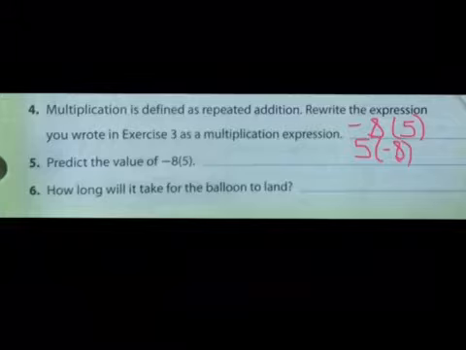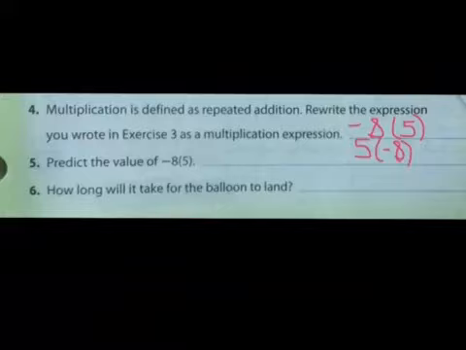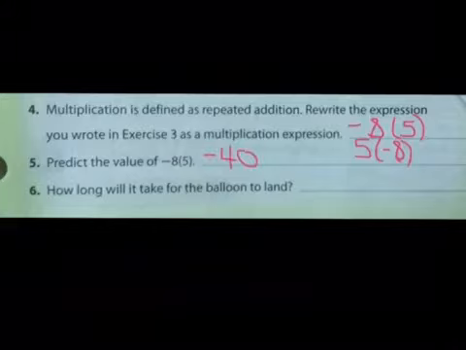They both work. For number 5, they're asking you to predict the value. Well, not really predict, you're solving. It's 8 times 5, they're both different signs, so it's going to be negative. So it is negative 40. There's no prediction there, it's just simply solving.